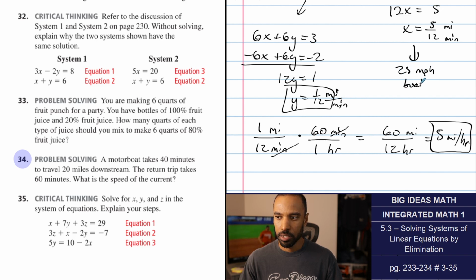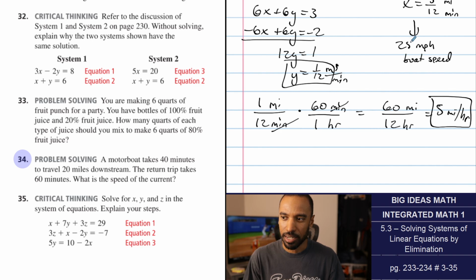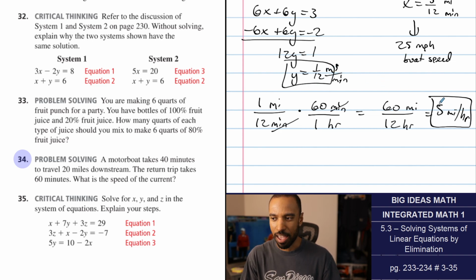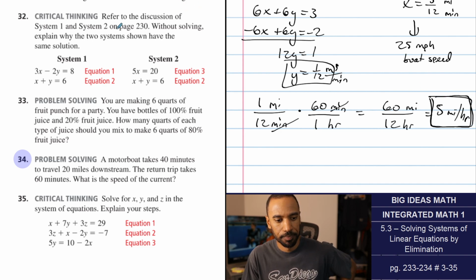Boat speed. Yeah, I should have probably done miles per hour from the jump. I didn't realize that would be a lot better to look at than miles per minute. So either answer works here, either 1 mile per 12 minutes or 5 miles per hour. I'm going to deal with the 5 miles per hour a little bit more. I think I prefer that one. That's going to be my approach to that problem.